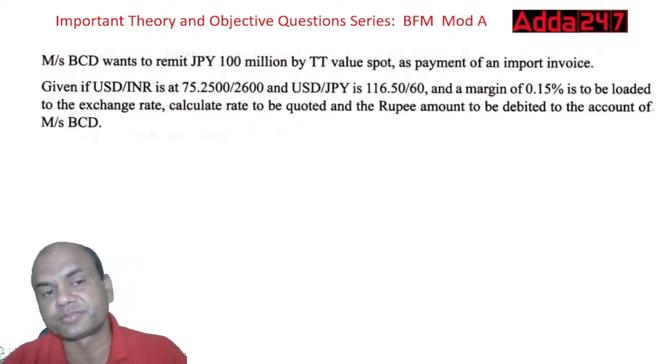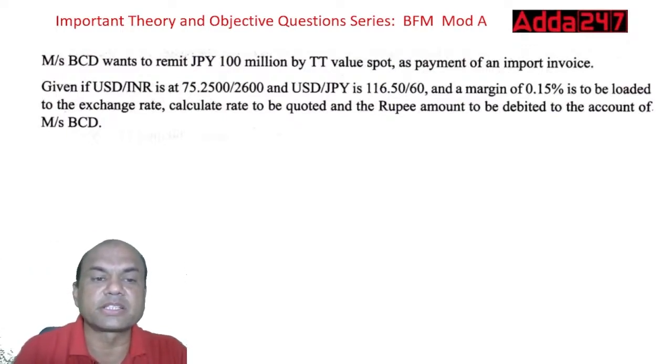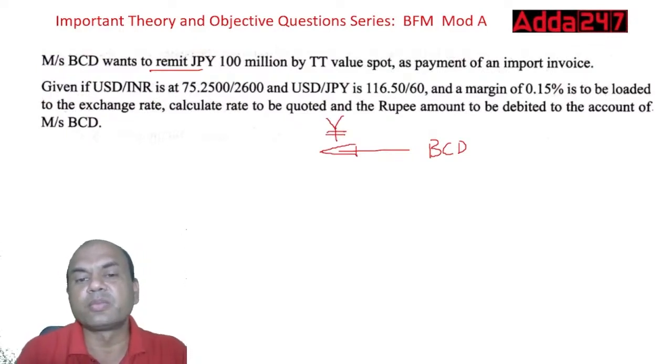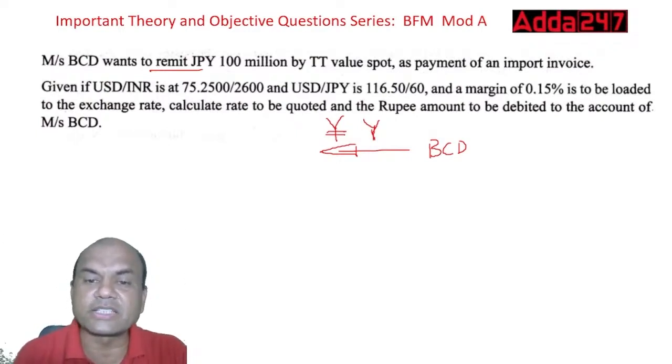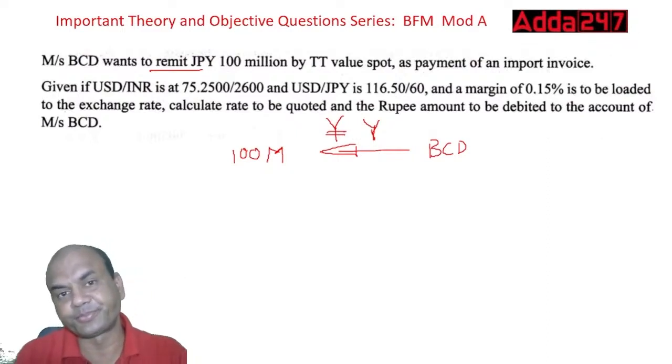What the problem is. There is some customer called as BCD. This customer wants to remit JPY. Remit means what? This BCD wants to send JPY outside. So JPY is going outside. JPY is written like this, Yen. So we'll be writing only Y now, because all these things are difficult. So BCD wants to send JPY. How many? 100 million. These many JPY this guy wants to send.